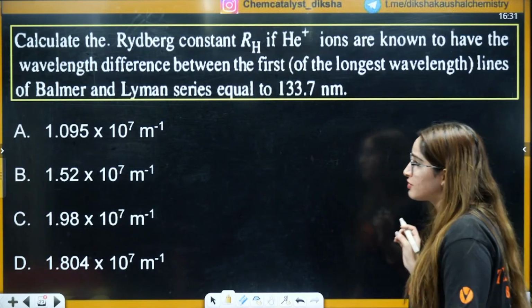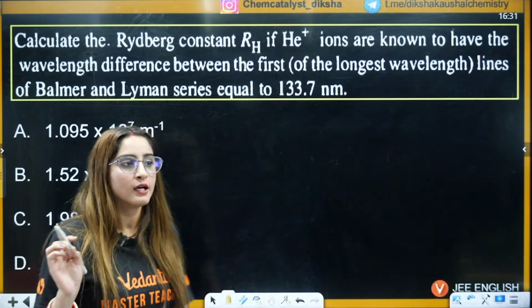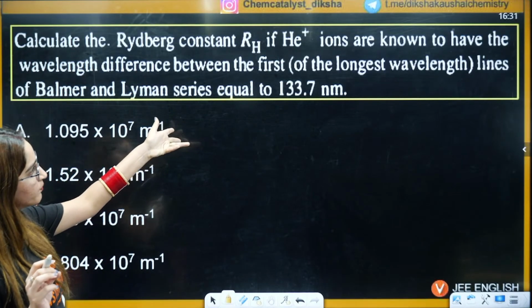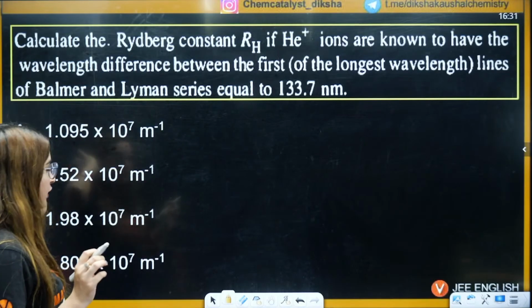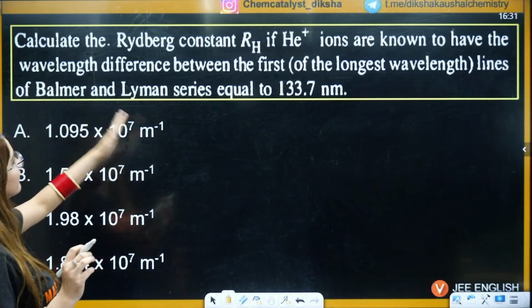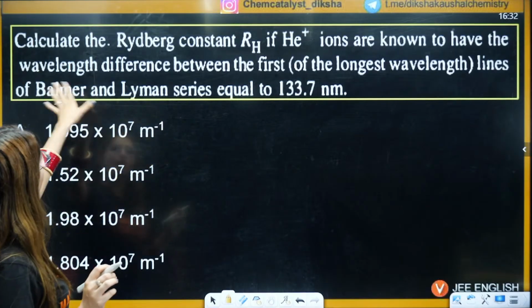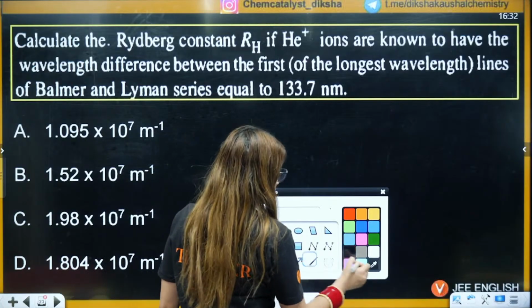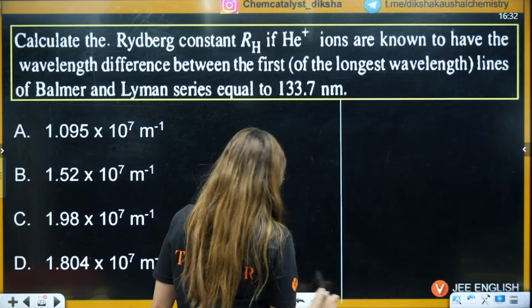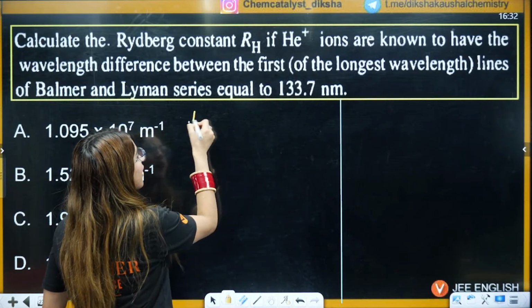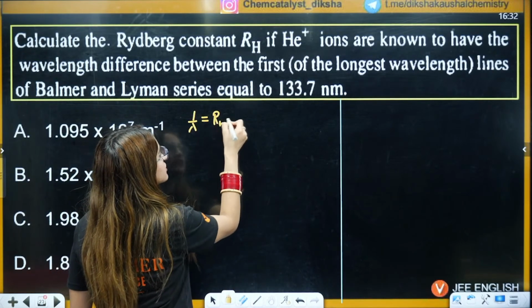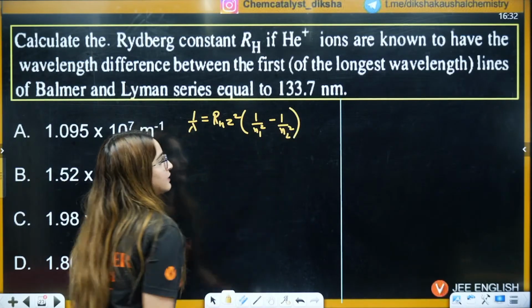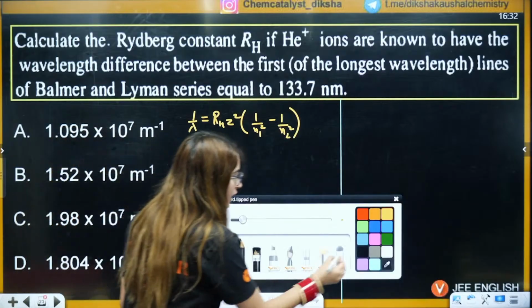Okay, students. Now, next one is calculate the Rydberg constant. Now, this is interesting. So, calculate the Rydberg constant, RH they are asking you. So these are the values that are given to you, right? They are known to have a wavelength difference between the first lines of Balmer and Lyman. Now, there are 2 things here. Firstly, you should know the formula of Rydberg constant. So we know that 1 by lambda is equal to RH Z square, 1 by N1 square minus 1 by N2 square, right? This is the Rydberg equation.